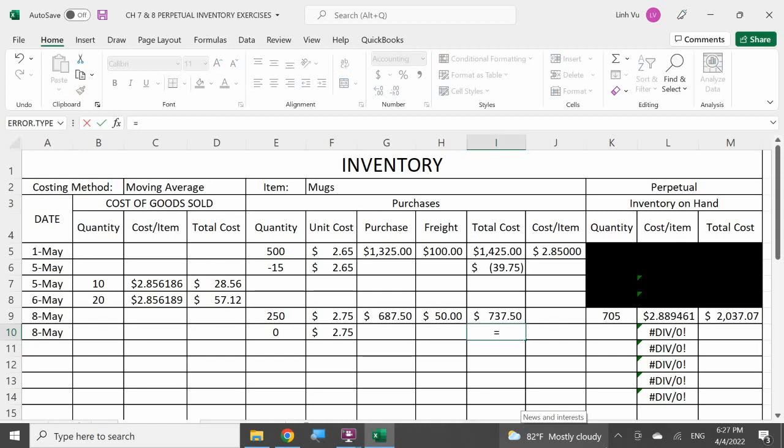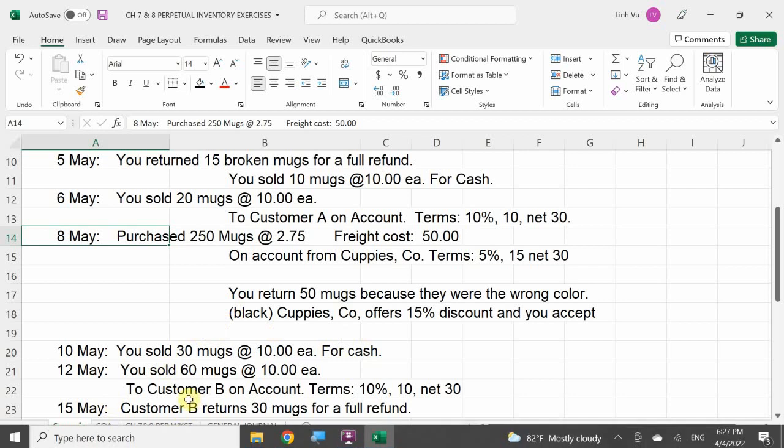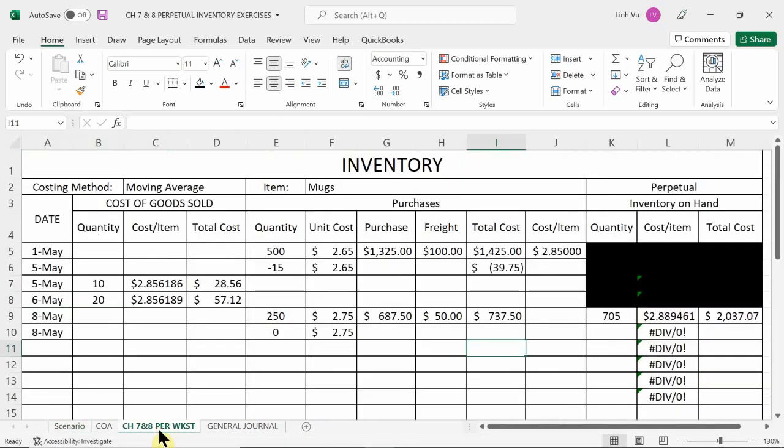I need to figure out what 50 of those mugs are going to cost me in grand total. So in this case, I need to do 50 times the 2.75, okay? So 50 times 2.75, right?